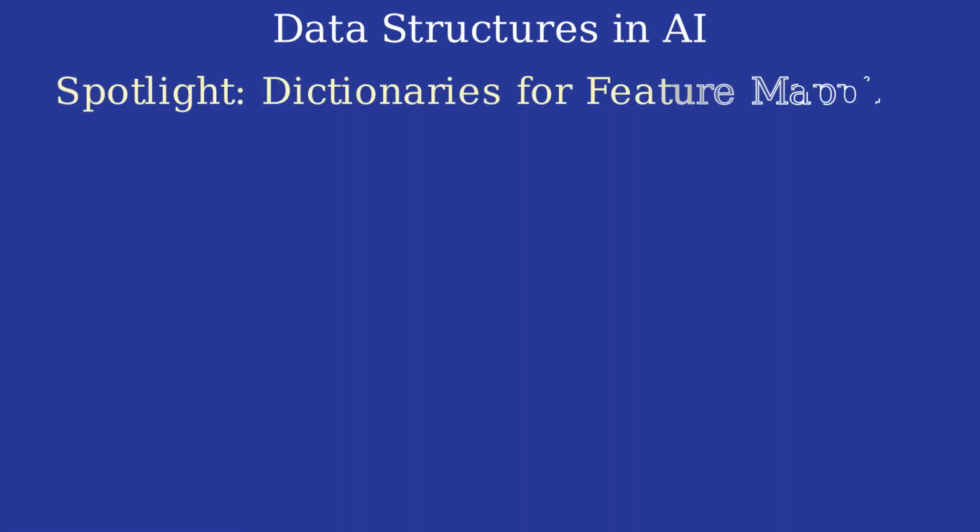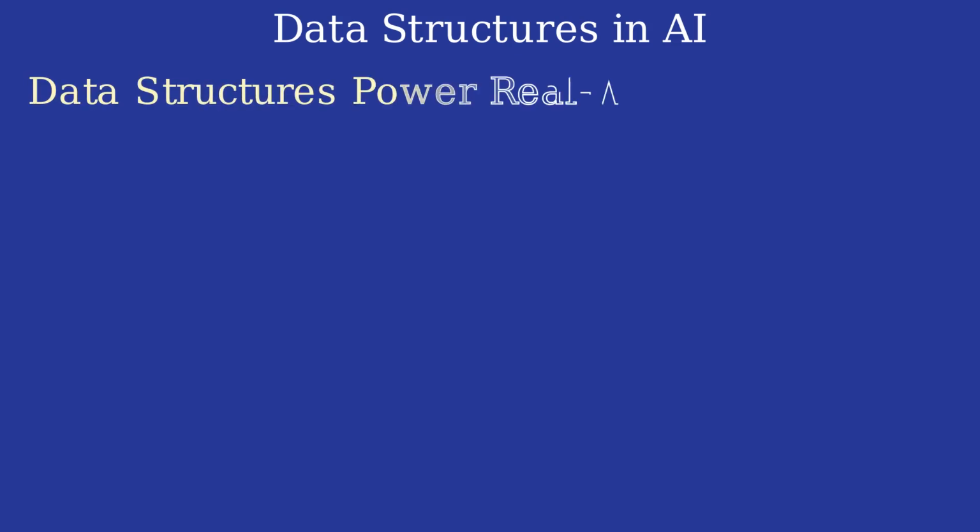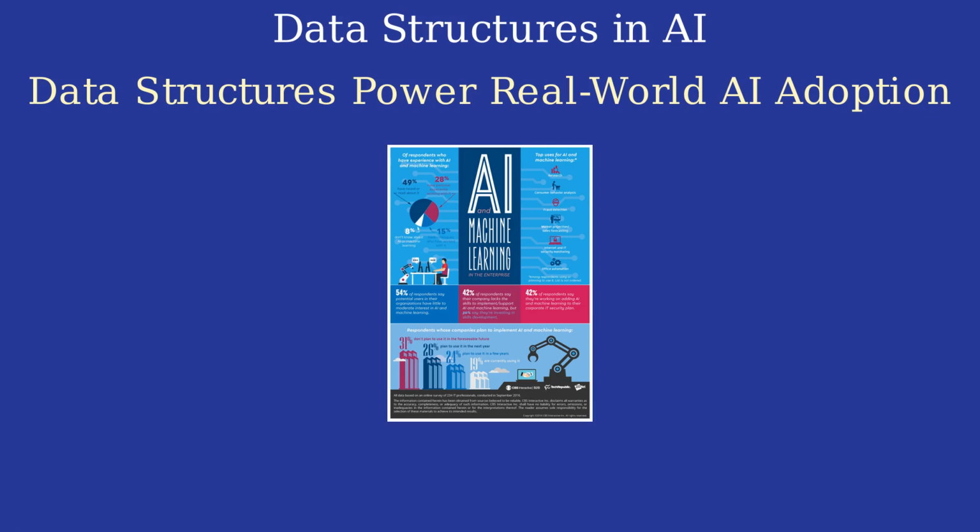Dictionaries are particularly powerful in AI for mapping features to their values. They provide constant time lookups, making data retrieval extremely efficient. In AI systems, dictionaries commonly map words to embedding vectors, feature names to importance scores, and model parameters to their current values. Efficient data structures are critical in real-world AI adoption.